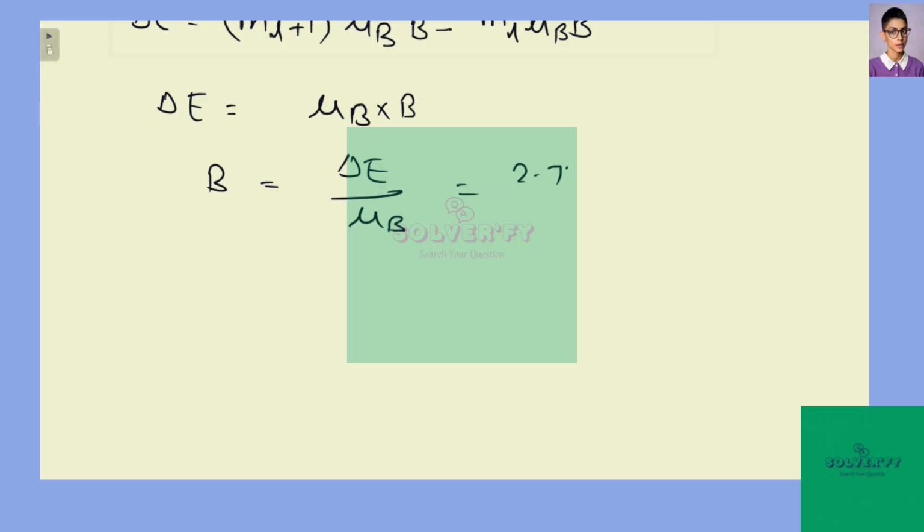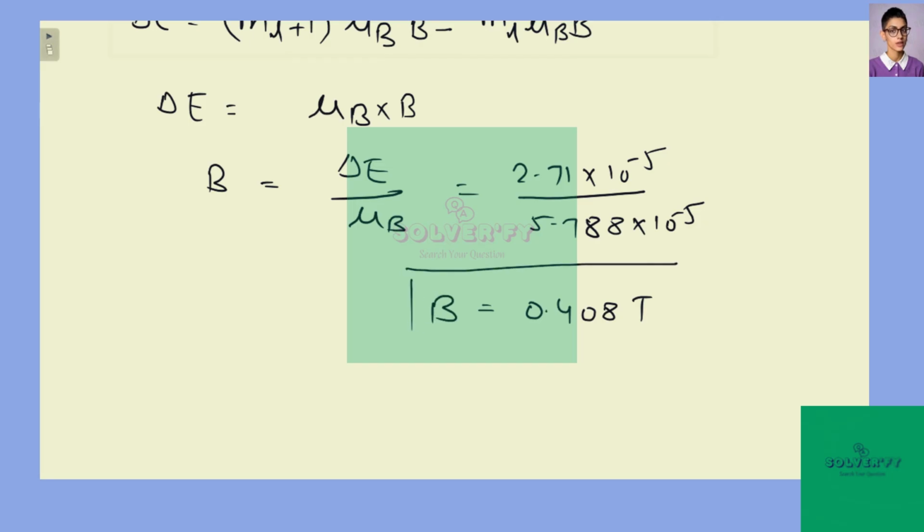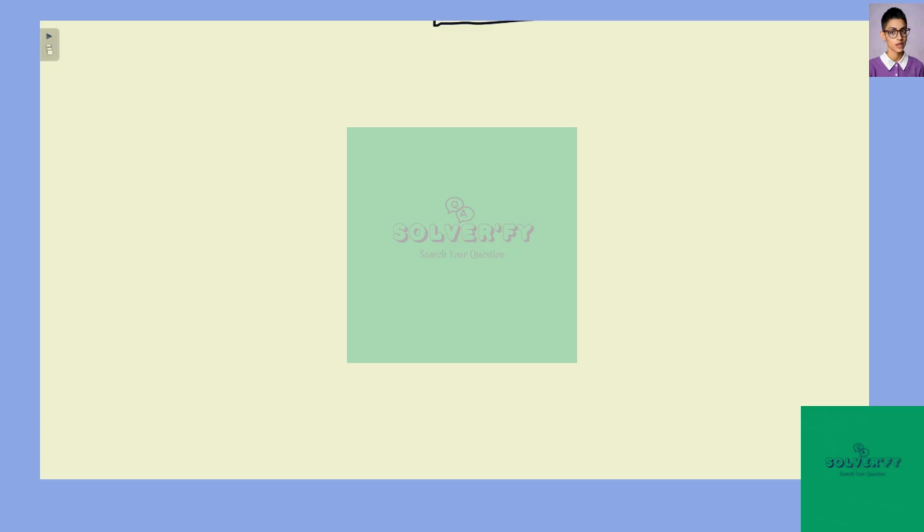So this is 2.71 × 10^-5 upon 5.788 × 10^-5. From here we get the value, that is 0.468 Tesla. So this is the value of the magnetic field, and this is our answer for the first part of the problem. Now in the second part we have to find how many levels there will be.